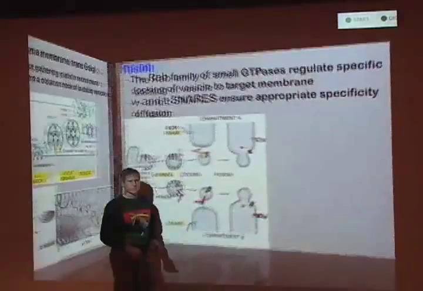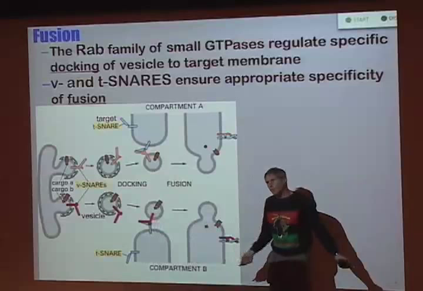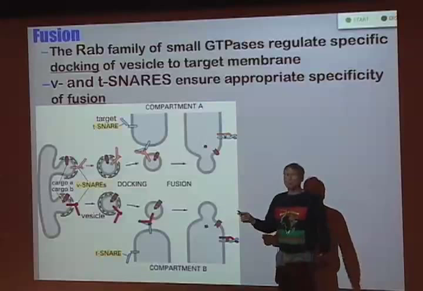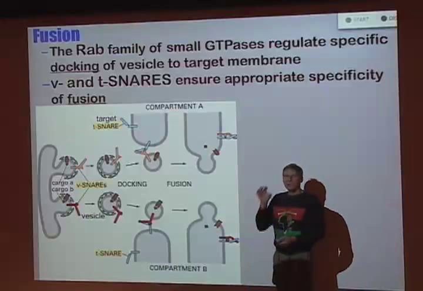So how is fusion regulated? We've got a lot of vesicles floating around in the cell. How are they going to know where to go? Two major classes of proteins. One is the Rabs. These are small GTPases. They recognize the docking reaction. So they're the initial targeting.